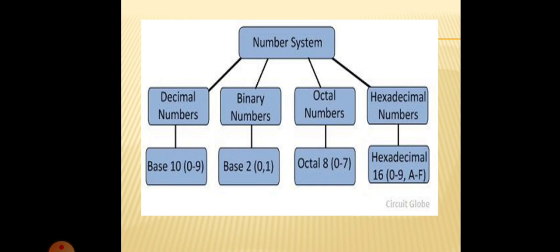Now the question arises that in hexadecimal, why are we using only 0 to 9? Why not 10, 11, 12? The reason behind that is, if we use the digit 12, then it may create a confusion whether it is the digit 12 or whether it is digit 1 and 2. So to avoid that confusion, the hexadecimal number system only uses the digits 0 to 9 and the alphabets from A to F.